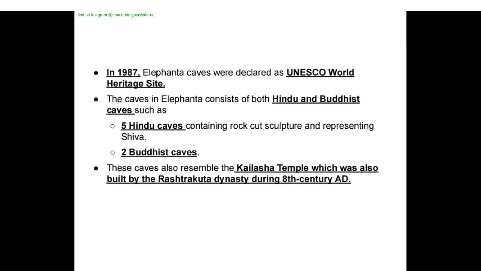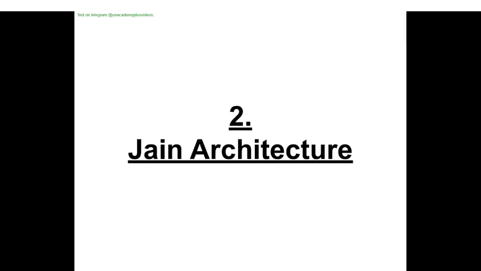In 1987, Elephanta Caves were declared a UNESCO World Heritage Site. The caves in Elephanta consist of both Hindu and Buddhist caves, such as five Hindu caves containing rock-cut sculpture representing Shiva, and two Buddhist caves. These caves also resemble the Kailasa temple, which was also built by the Rashtrakuta dynasty during the 8th century AD.